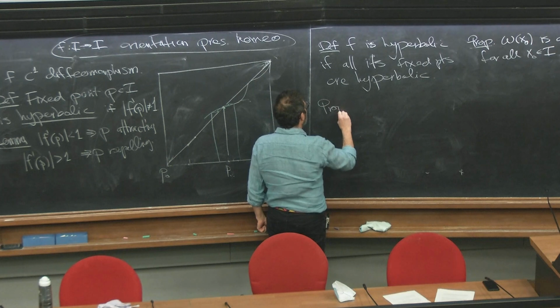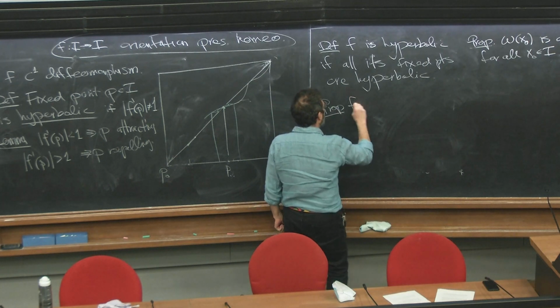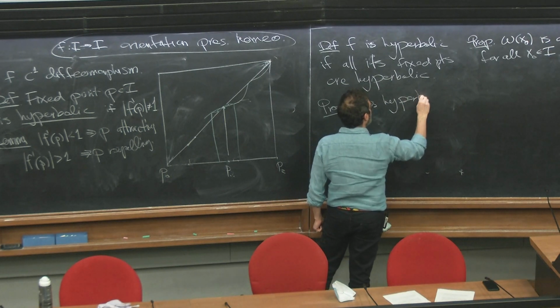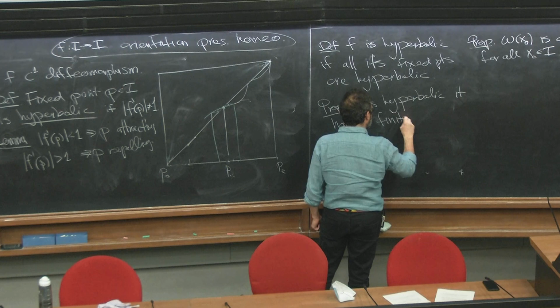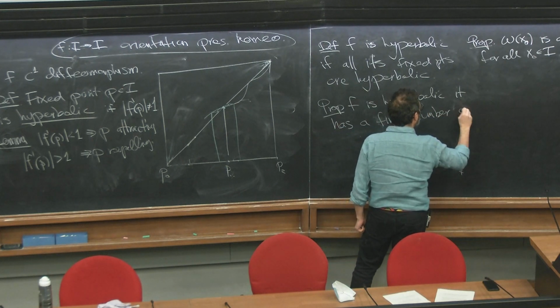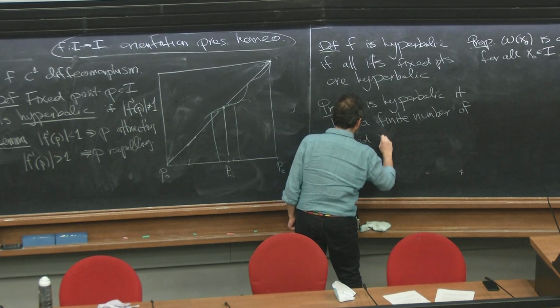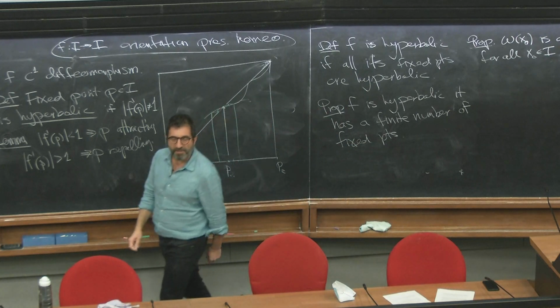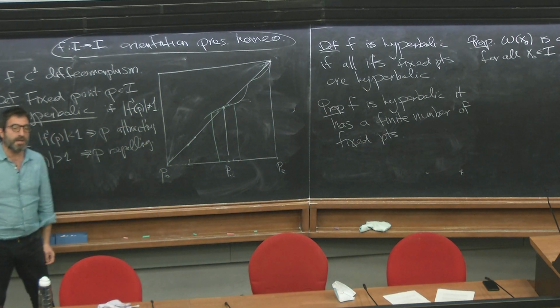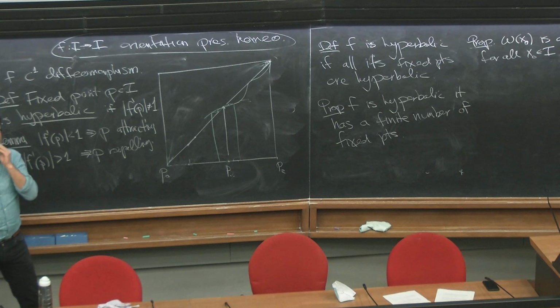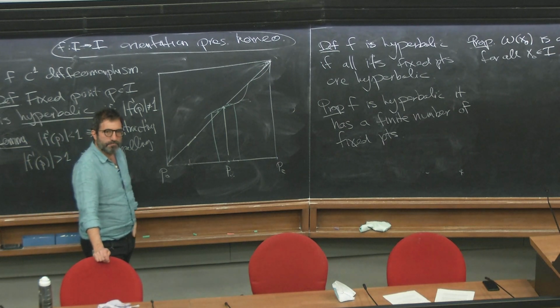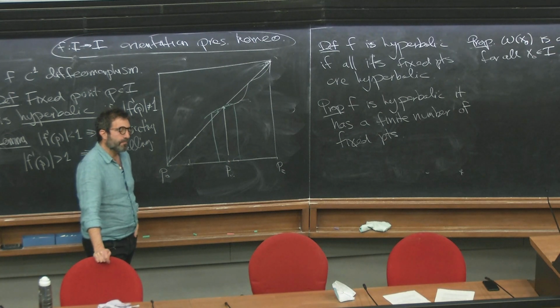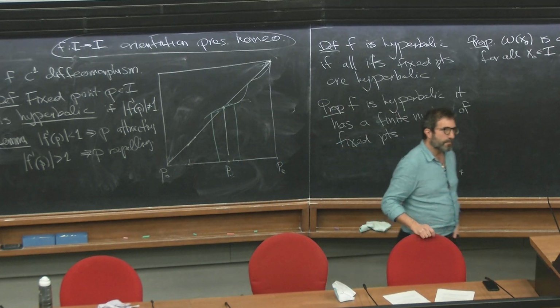And then it should be fairly easy to show that if f is hyperbolic, it has a finite number of fixed points. Why is that true? Why can it not have infinitely many fixed points if it's hyperbolic? Because if it has infinitely many fixed points, then it has at least one limit point.